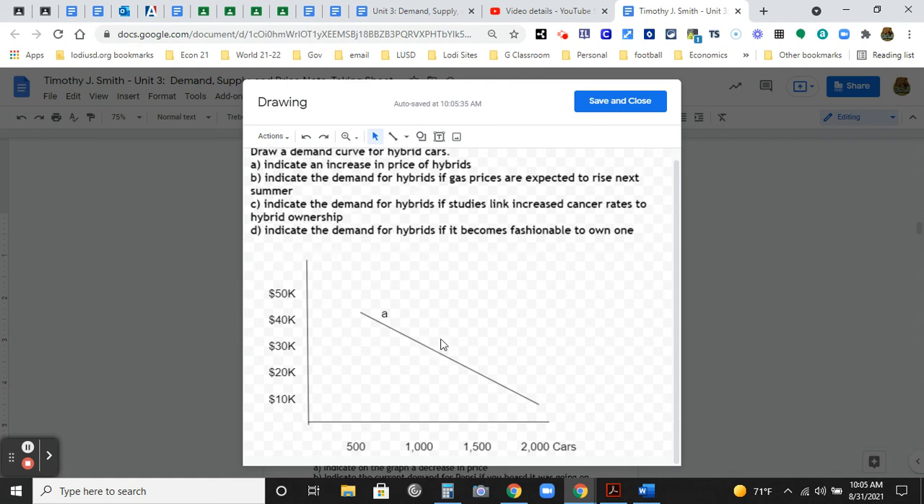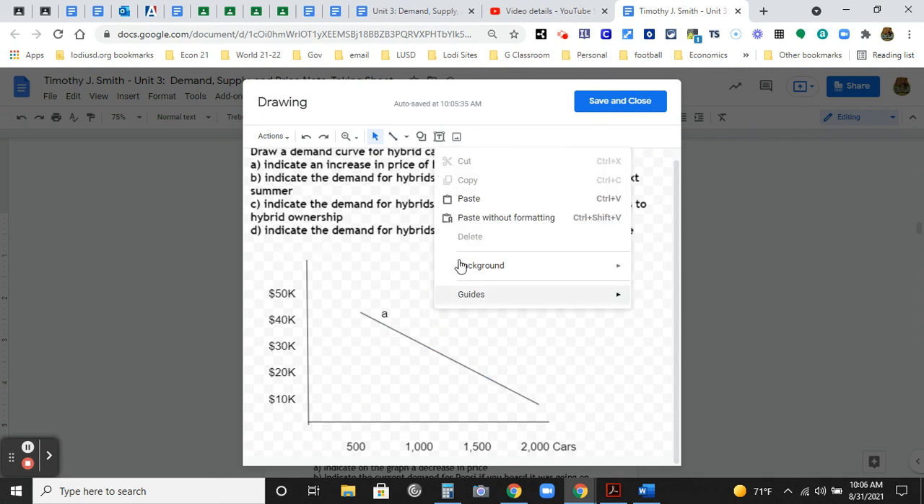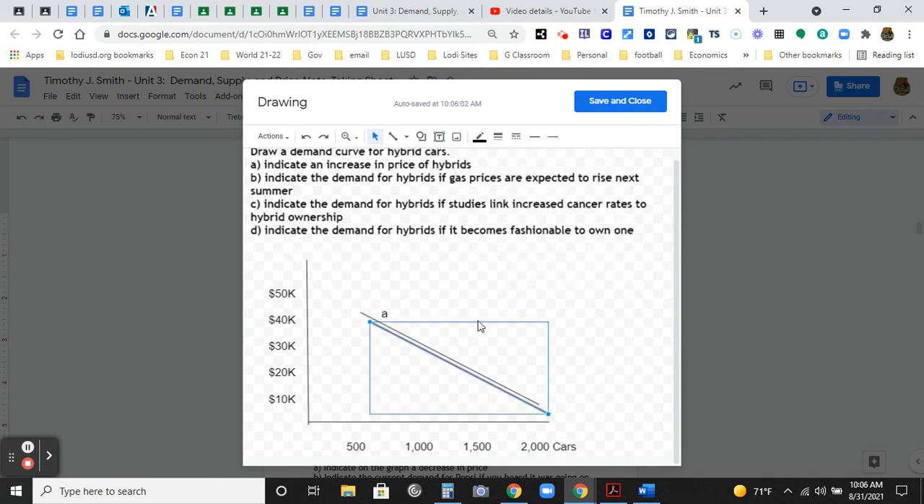Indicate the demand for hybrids if gas prices go up. If gas prices are going to go up, everyone's going to want more of these. So we're going to copy our line, paste it, and move it exactly where we want it. That's going to be B, because more people are going to want it at that certain price. Then I just write in the letter B. Boom, done.